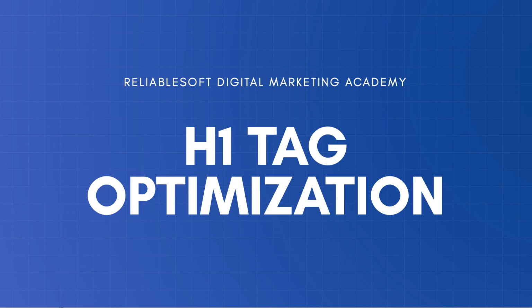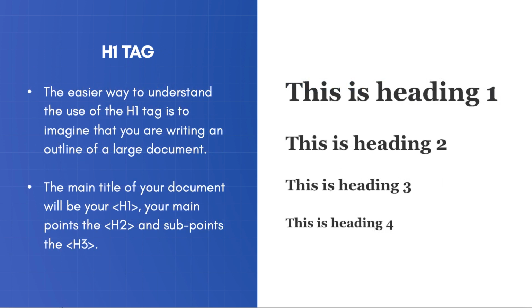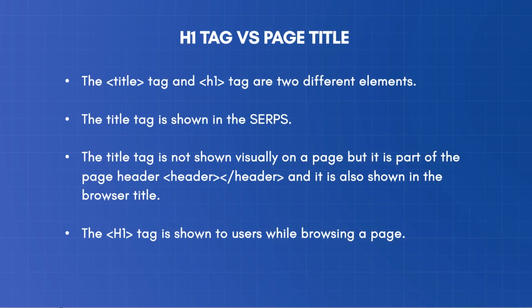H1 tag optimization. The H1 tag is usually used for the page title, and it is the first heading visible on a page. When viewed in HTML code, its value is enclosed in H1 tags. To make the text stand out, the H1 tag is usually formatted differently than the rest of the page content. The easiest way to understand the use of the H1 tag is to imagine that you are writing an outline of a large document. The main title of your document will be your H1, your main points the H2, and subpoints the H3.